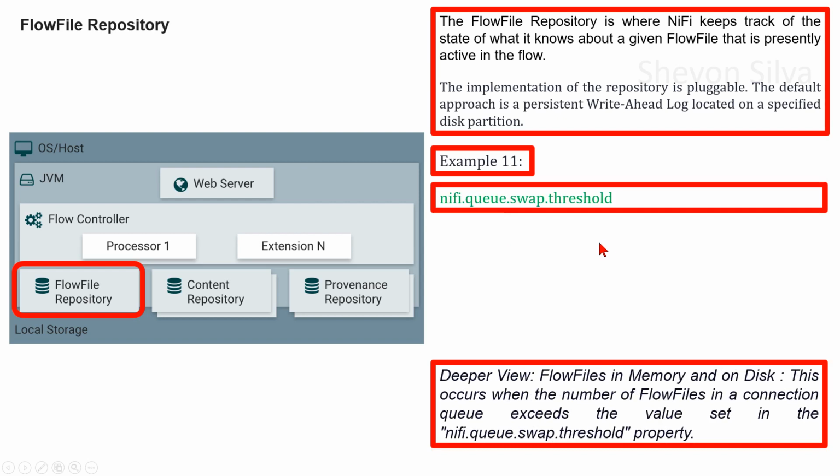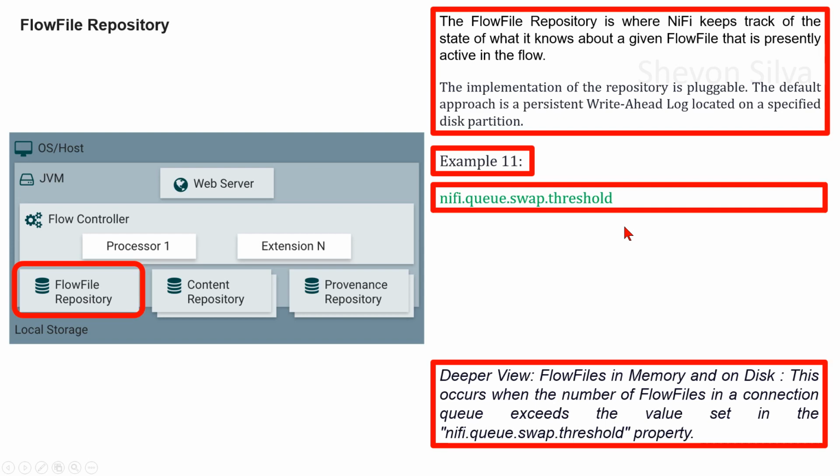Now we are considering FlowFiles in memory and on disk in a deeper view. The term FlowFile is a bit of a misnomer. This would lead one to believe that each FlowFile corresponds to a file on disk, but that is not true. There are two main locations where FlowFile attributes exist: the write-ahead log that was explained before, and the hash map in working memory.